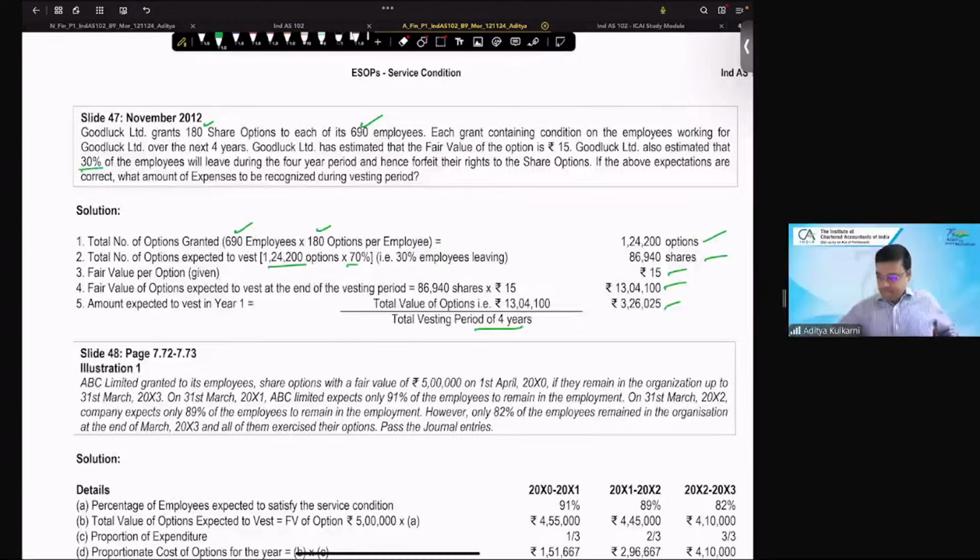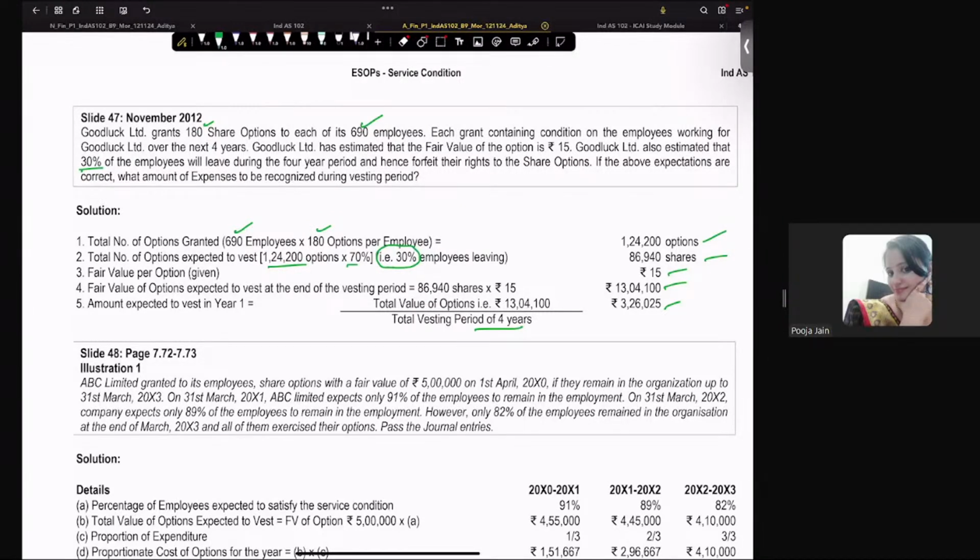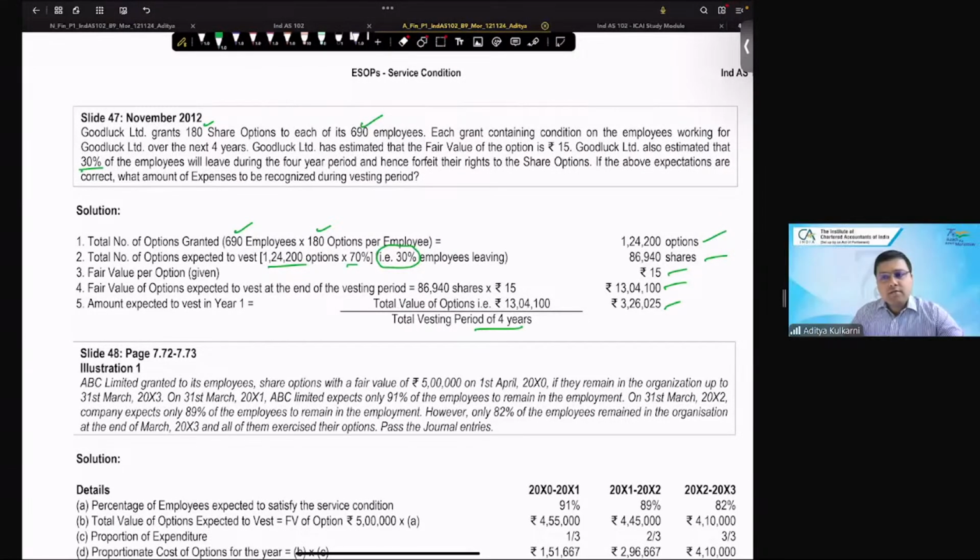All right. So that takes care of the first point. Now an observation. Why are we reducing this 30%? Can anybody tell me? To calculate the actual number of employees that are going to complete that vesting period condition. But this is an estimate, or is it actual?